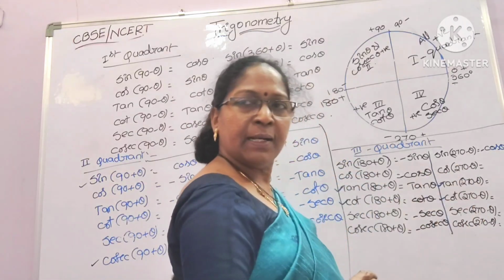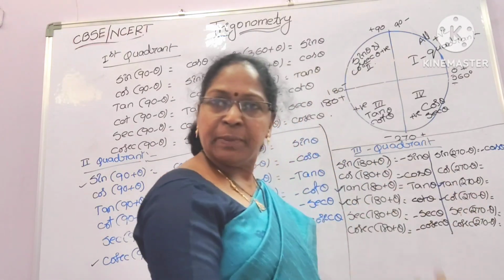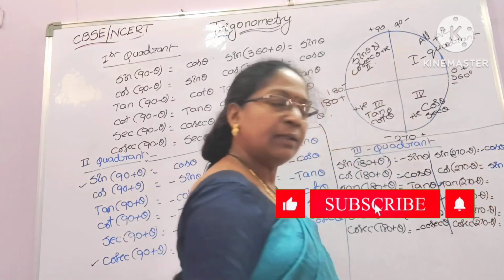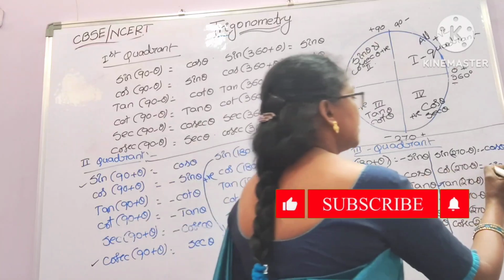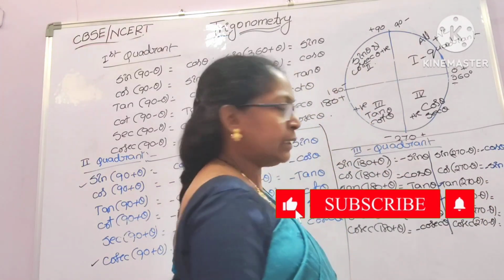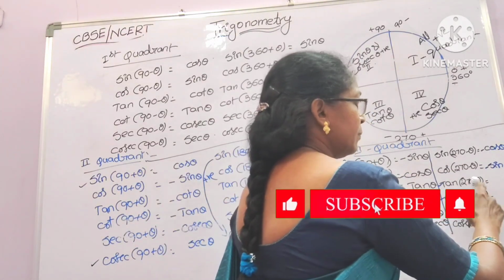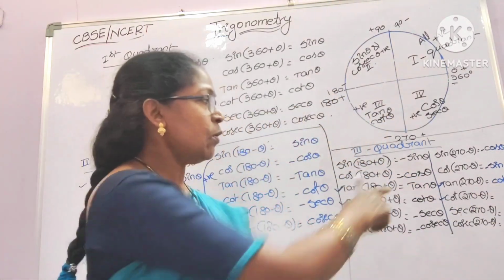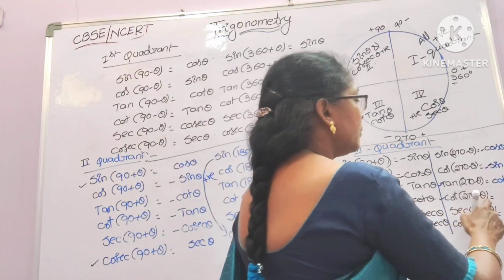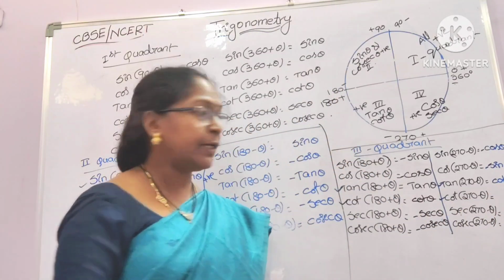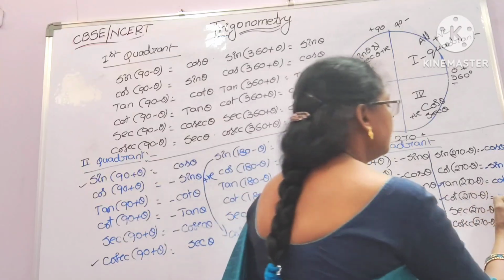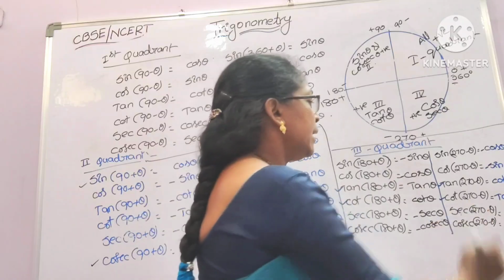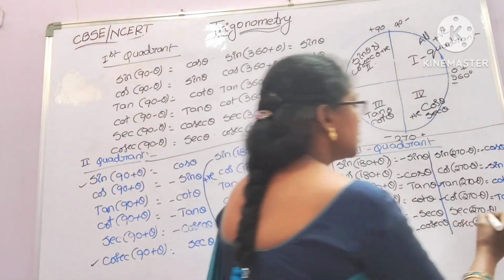Next one, cos 270 minus theta. 270 is there, cos becomes sin. But this comes under the third quadrant, so this also becomes negative: minus sin theta. Here tan 270 minus theta. Tan becomes cot. This comes under the third quadrant, so plus cot theta. Again cot 270 minus theta, third quadrant. Cot becomes tan, and this is positive tan. And again secant 270 minus theta. Secant becomes cosecant.